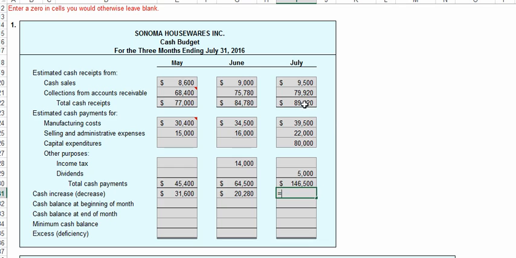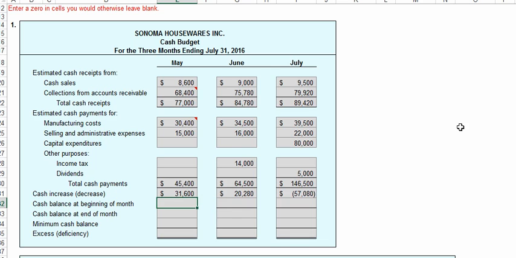and estimated cash receipts $89,420 minus $146,500 gets us a negative $57,080 in July. That's what we're looking to avoid. But as long as we know that on May 1st, we can still avoid it.